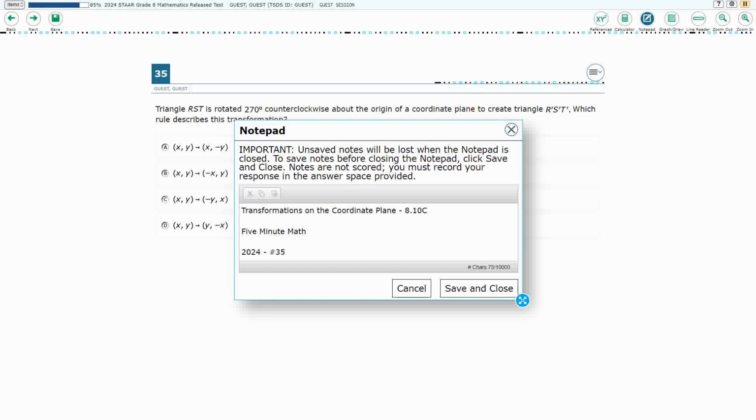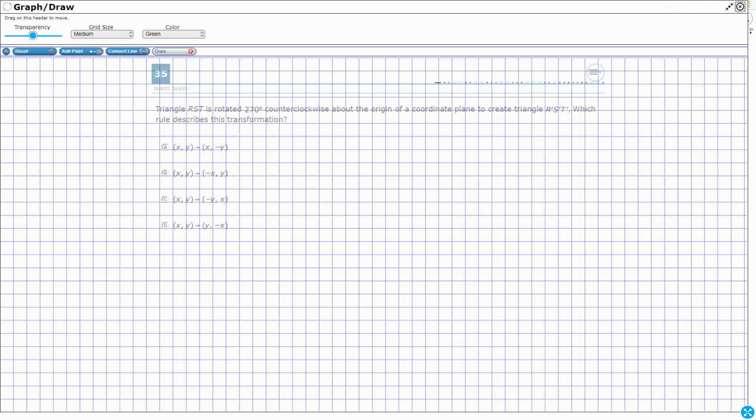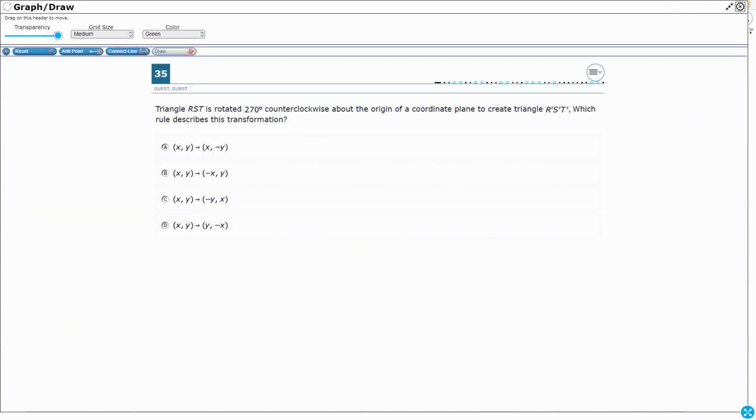Today we are looking at the 8th grade concept of transformations on the coordinate plane. This is standard 8.10c in the great state of Texas, and we are using item number 35 of the 2024 released STAAR test. If you haven't done so already, please go ahead and take a moment to pause the video, work this problem out on your own, unpause it, and we will look at our answers together.